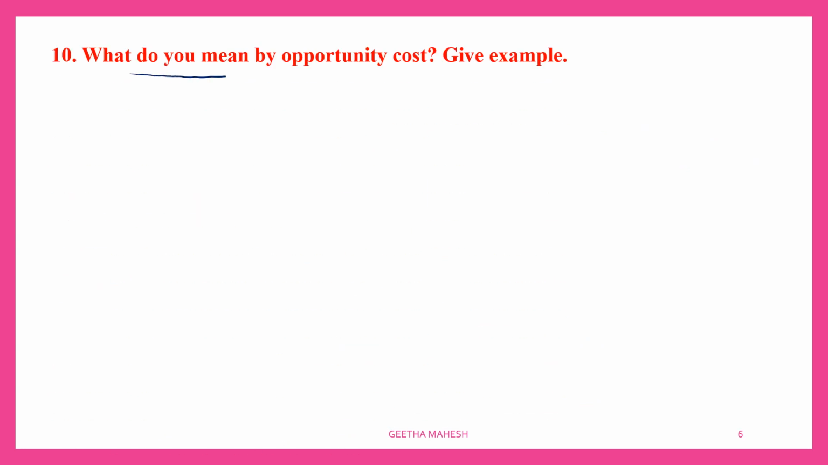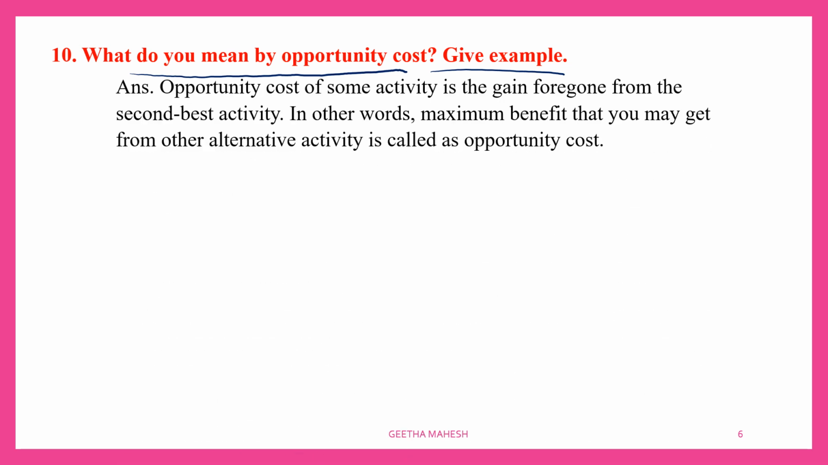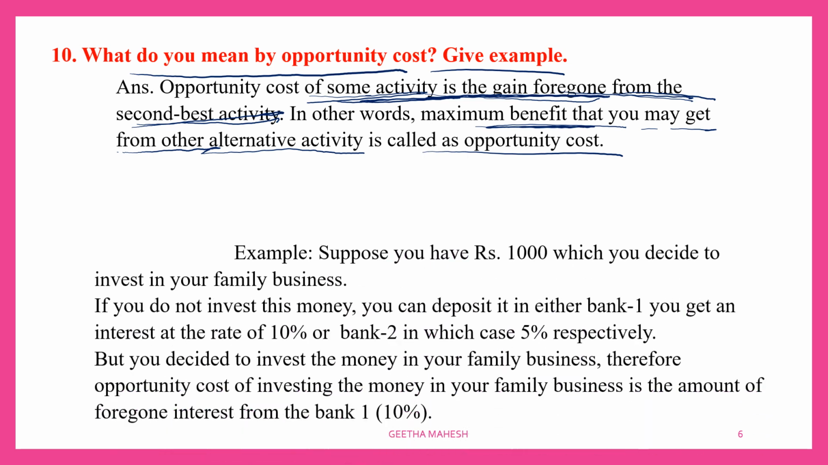What do you mean by opportunity cost? Give example. Opportunity cost means some activity is foregone for the second best activity. So you are giving up a second best activity for the sake of some activity. In other words, the maximum benefit that you can get from another alternative activity, we call it opportunity cost.